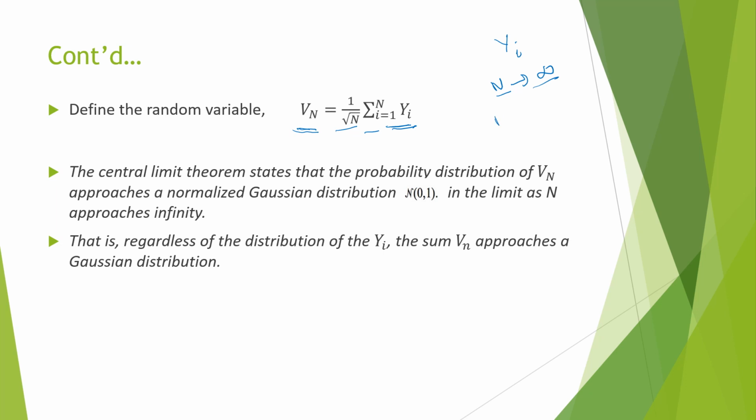If n is finite, then the statement is correct towards the central portion of the PDF. Towards the tails, it may not be that accurate. That's why the name central limit theorem. And this is true regardless of the distribution of yi. So regardless of the distribution of yi, the linear combination of normalized IID random variables leads to Gaussian distribution. That is what the central limit theorem is.